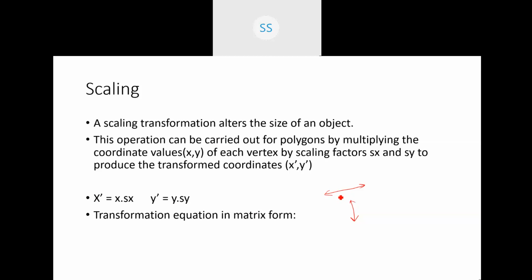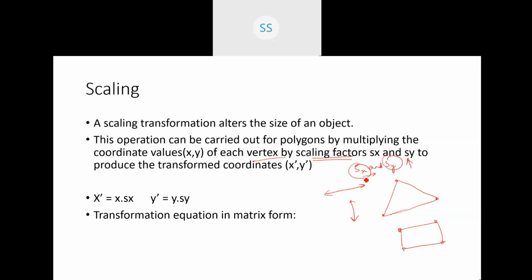Now what we do is, if we are given a polygon of this particular form, or you can say a rectangle or a square, what should we do for each of its points? We have to multiply the coordinate values of each vertex of that polygon with a scaling factor which is given as sx and sy. Okay, this is the scaling transformation in the x axis, and this is the scaling transformation in your y axis.